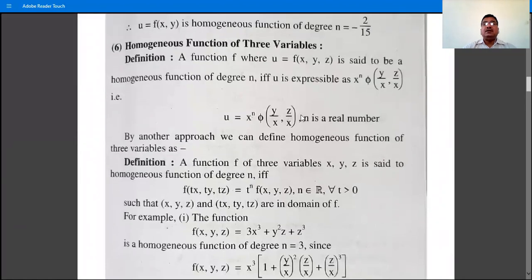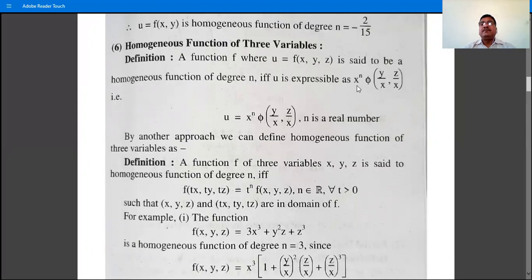Suppose u, the given function, is a function of 3 variables. So u is equal to f of x, y, z. Then if it is expressed in the form x raised to n, function of y by x and z by x, then we say it is a homogeneous function of degree n in variables x, y, z. So homogeneous function of 3 variables.